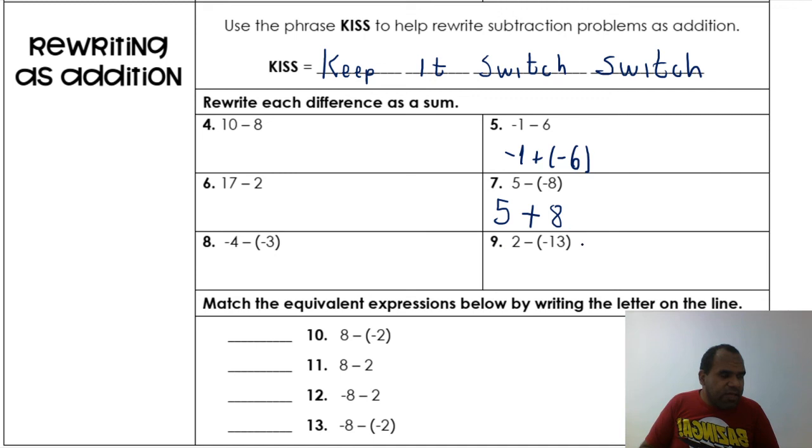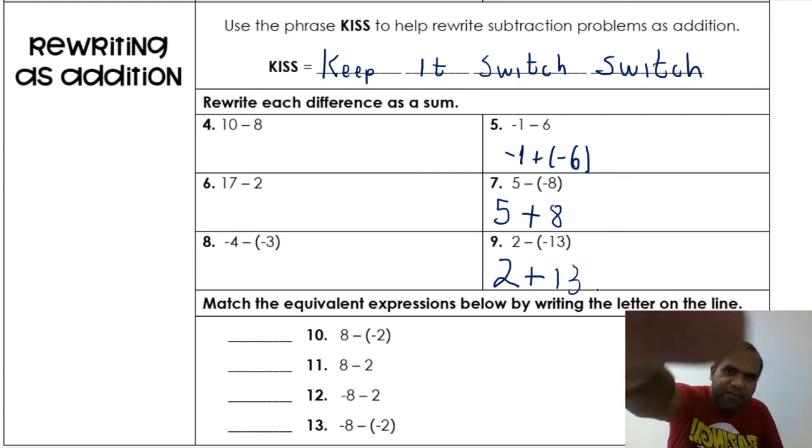And the last one, 2 minus negative 13. The same thing. Keep the first number, 2. Switch the sign to a positive. And switch again the sign here. Negative. Instead of writing positive 13, you can just write 13. It's the same thing. Great. Nice. Just it. You do work on this. Right now, pause the video and work on the other ones. Great. Go ahead.